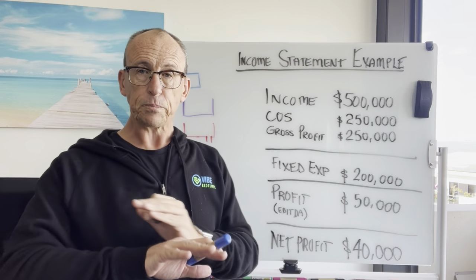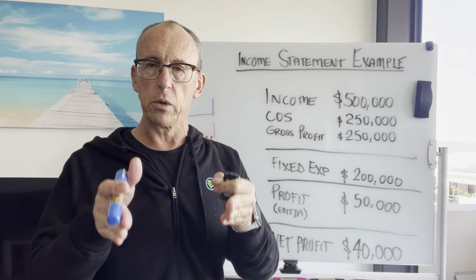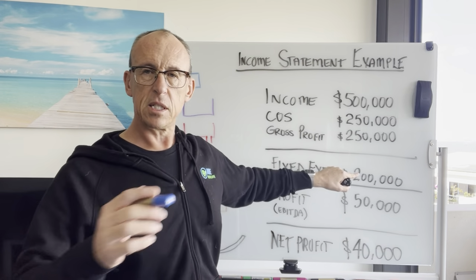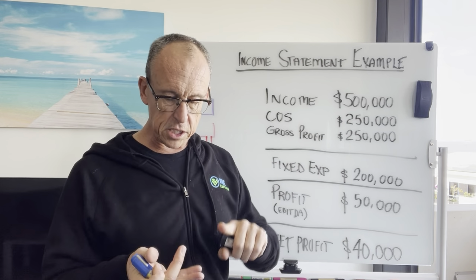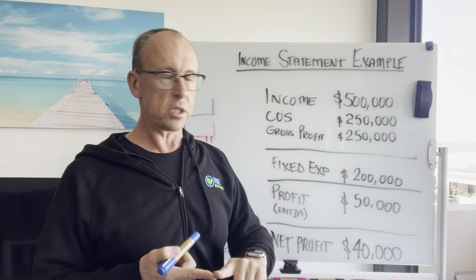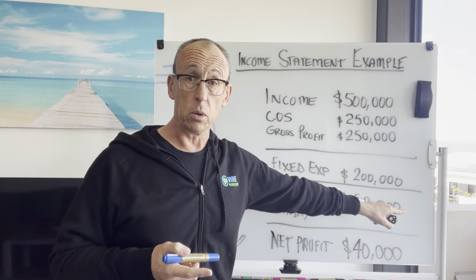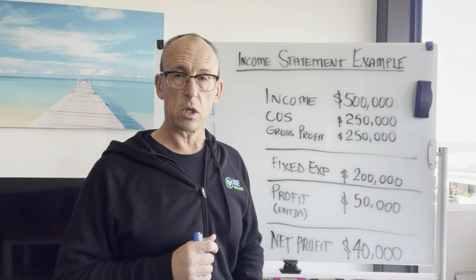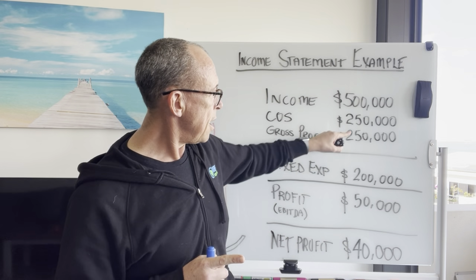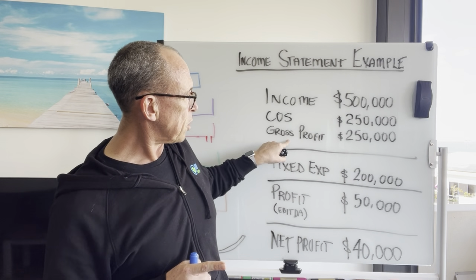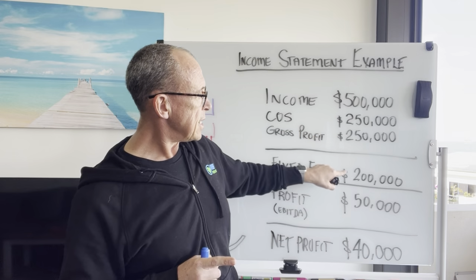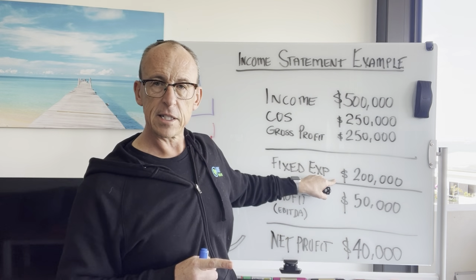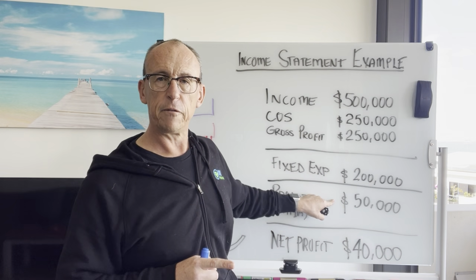Fixed expenses. These don't move. That's why we call them fixed. So in this business, this is what it takes to run the business: wages, electricity, rent, insurances, all those sorts of things. So in this example, I've got $200,000 worth of fixed expenses. So moving down, our gross profit is 250,000. Now we subtract our fixed expenses of 200,000, we have a profit of 50,000.